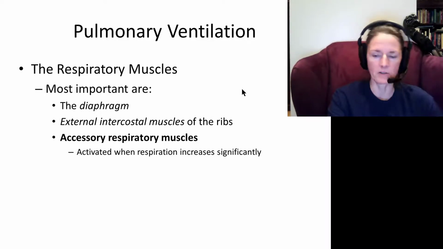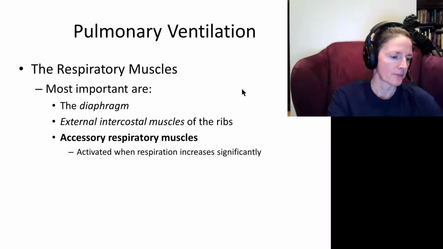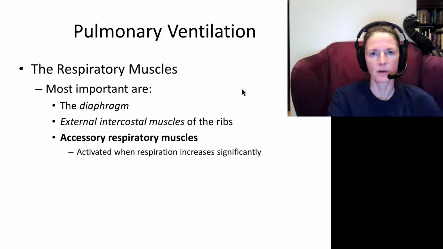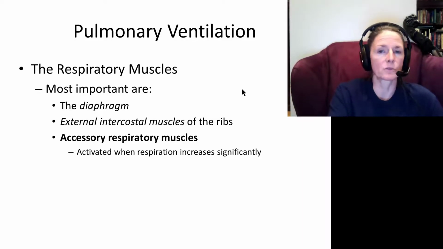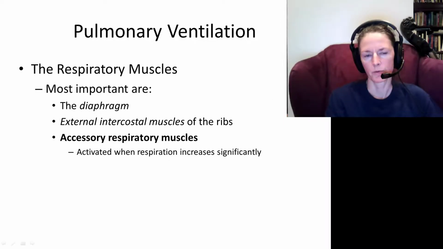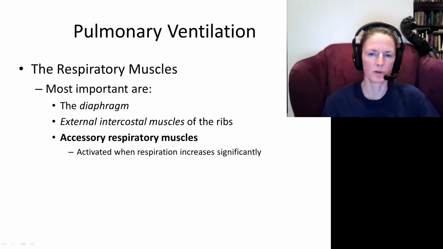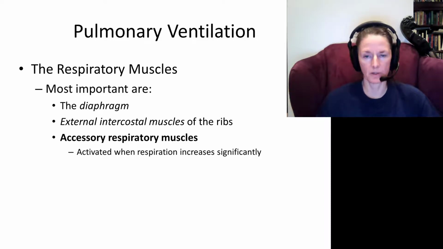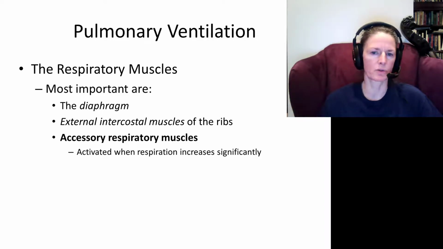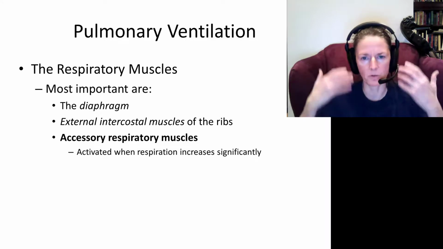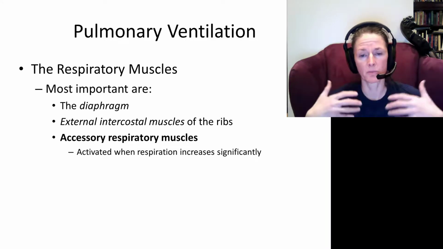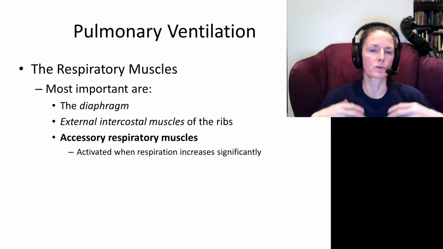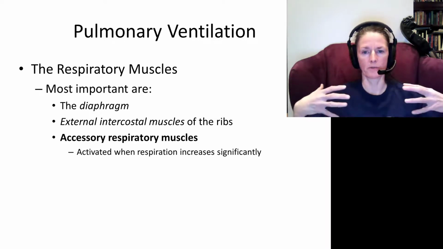Typically, when we're at rest, exhalation is going to be a passive process entirely. All you have to do is relax the diaphragm and the external intercostal muscles. We'll see that we have some accessory respiratory muscles as well. So, for example, if we want to increase our ability to pull air into the lungs, we might start to recruit things like the sternocleidomastoid and scalene muscles, which are muscles of the neck. We might recruit the pectoralis minor to help lift the ribs.